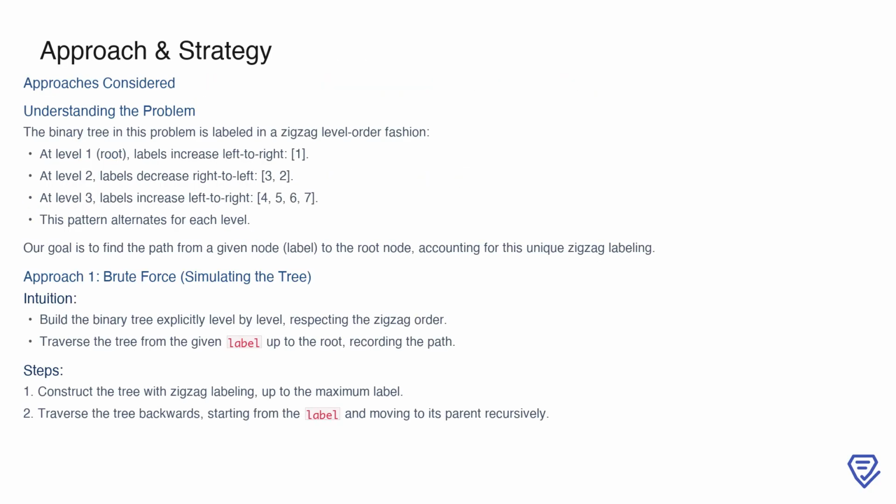problem. To solve this problem, we first need to understand the unique zigzag labeling of the binary tree. At the root level, which is level 1, labels increase from left to right, starting with 1. Then, at level 2, the labels reverse direction, decreasing from right to left. For example, the labels are 3 and 2 at this level. At level 3, the pattern reverses again, and the labels increase from left to right, forming 4, 5, 6, and 7. This alternating pattern continues as we move further down the tree.